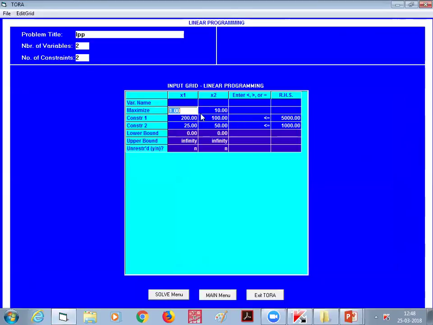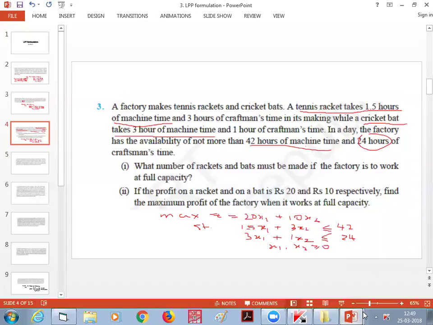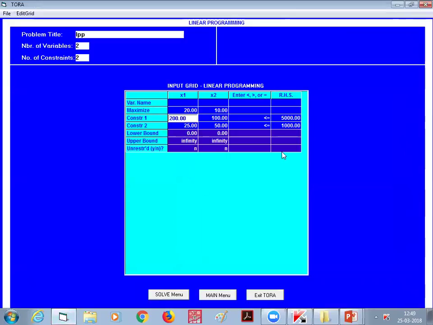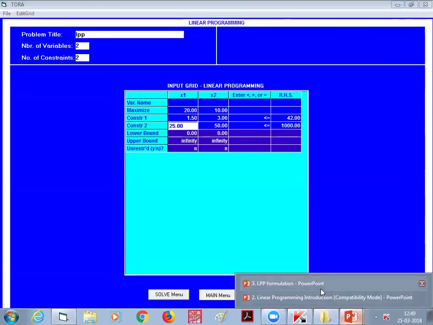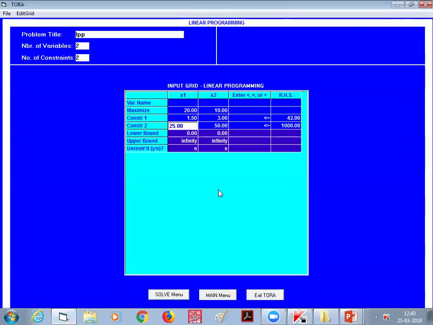So, depending on what the objective function coefficients are, 20 and 10. What is the next one? What are the constraints? Here 1.5, 3 and 42. 1.5, 3 and 42 is the total available. And here what was it? 3, 1 and 24. Okay? Very, very simple type of problem.